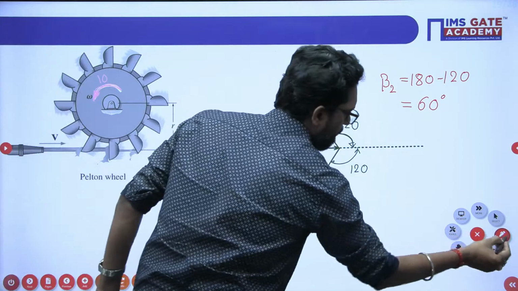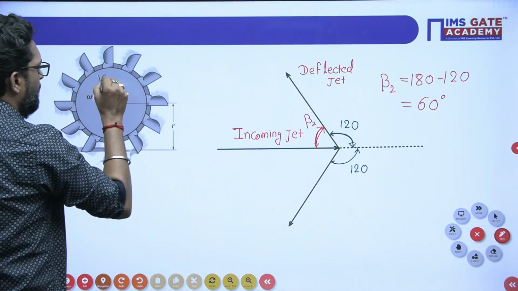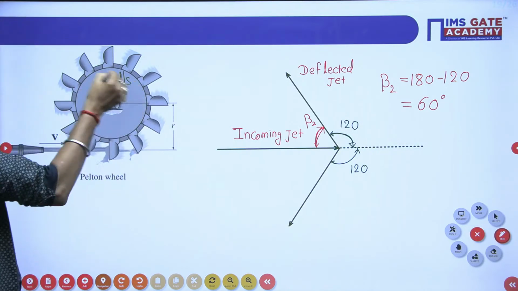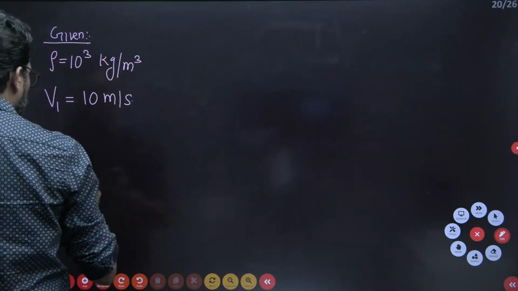What is given? It is 10 radian per second of the rotation. Okay, so this is your 10 radian per second.